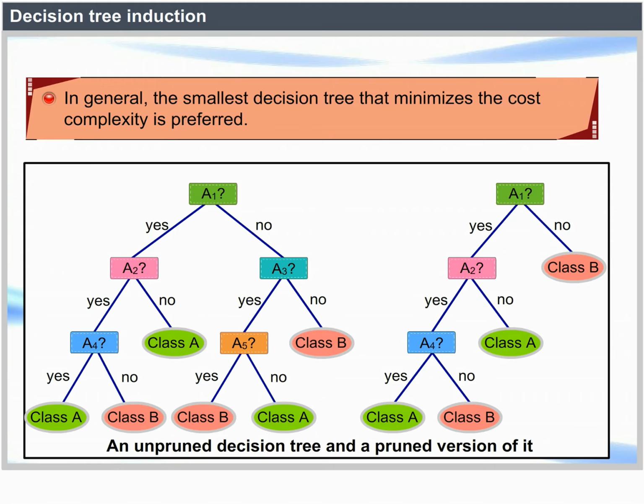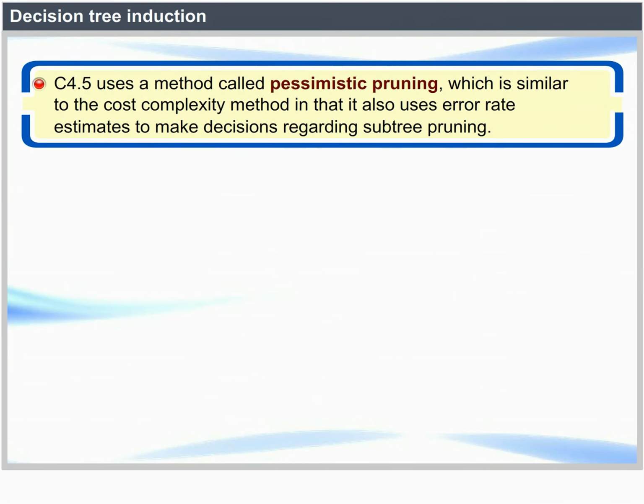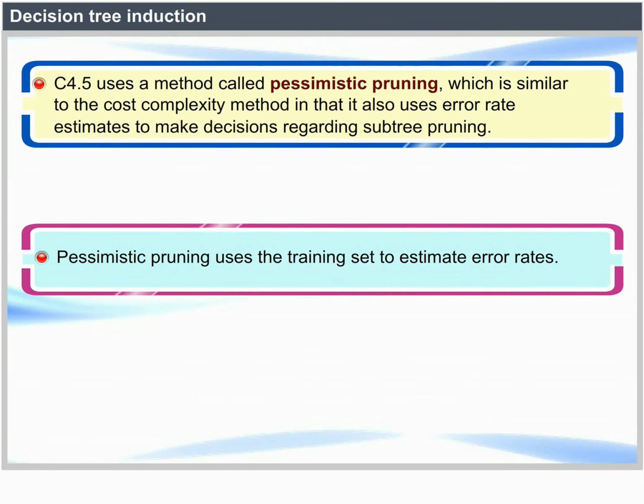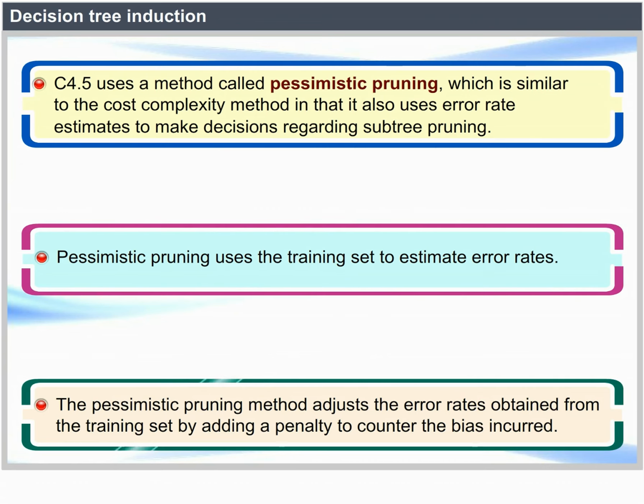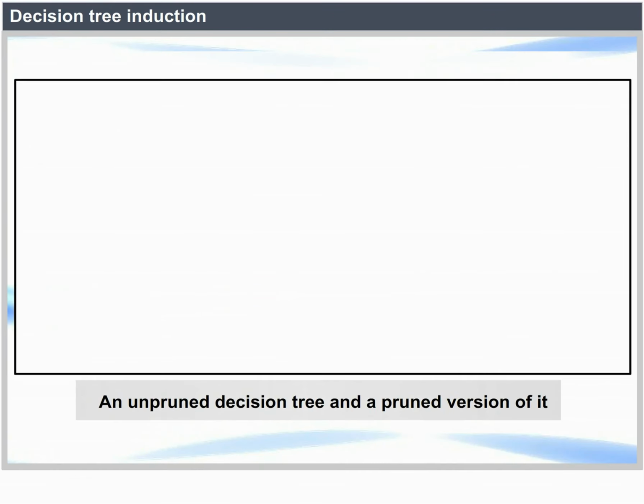A method called pessimistic pruning is similar to the cost complexity method in that it also uses error rate estimates to make decisions regarding subtree pruning. Pessimistic pruning uses the training set to estimate error rates. It adjusts the error rates obtained from the training set by adding a penalty so as to counter the bias incurred. The figure shows an unpruned decision tree and a pruned version of it.